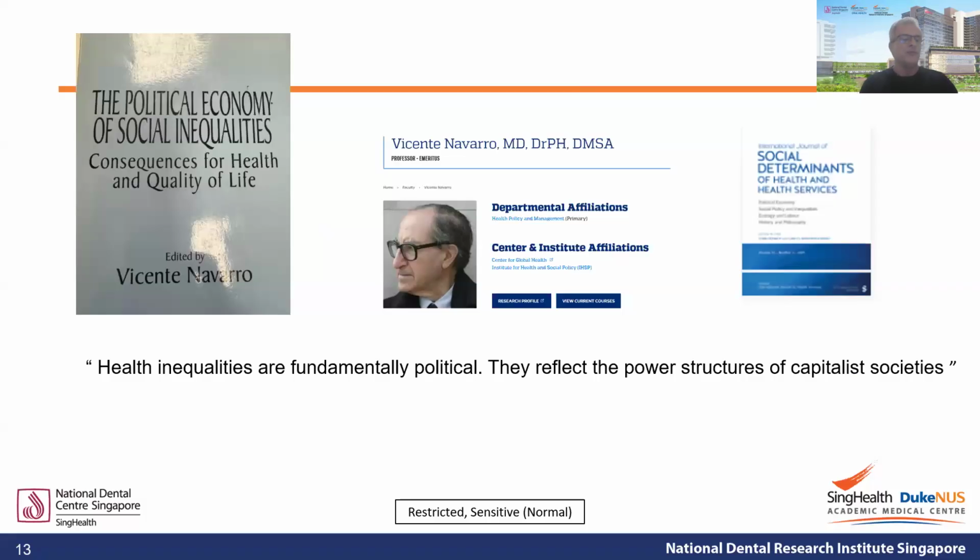Another prominent figure in this field is Vicente Navarro, a Spanish-American sociologist, a Spaniard who moved to the US at the time of the Civil War in Spain, a public health expert known for his strong critiques of the prevailing ideology in public health and policy. By the way, he also critiques the social determinants, the way that you understand them. That perhaps deserves some comments after this.